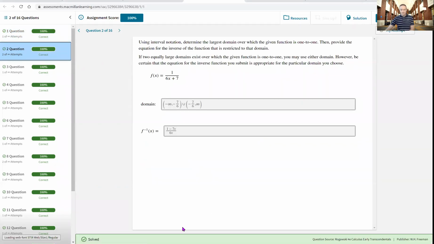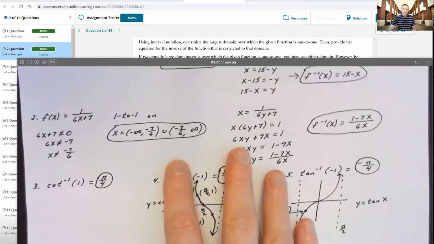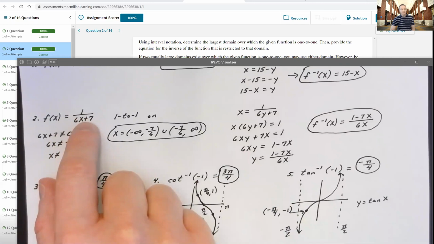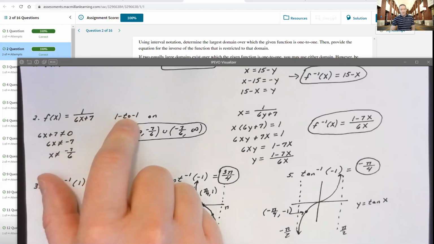Up next here, we have a rational function. It's asking you the same thing. Now, if you need to graph out this function, 1 over 6x plus 7, you could. When I say if you need to, you really shouldn't need to. We should know that this is one-to-one without having to graph it on a calculator.